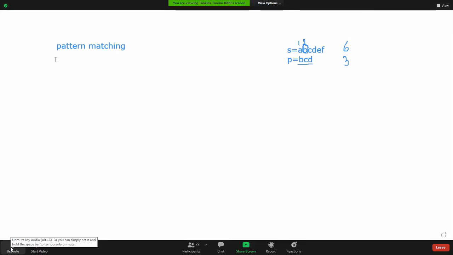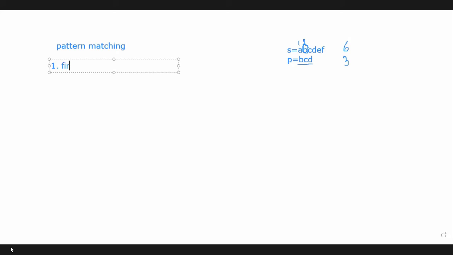So in data structure, we can use two pattern matching algorithms. Number one is called the first pattern matching algorithm or slow pattern matching algorithm. And number two, the second pattern matching algorithm or fast pattern matching algorithm. At first we'll discuss the first one, that is the first or slow pattern matching algorithm.